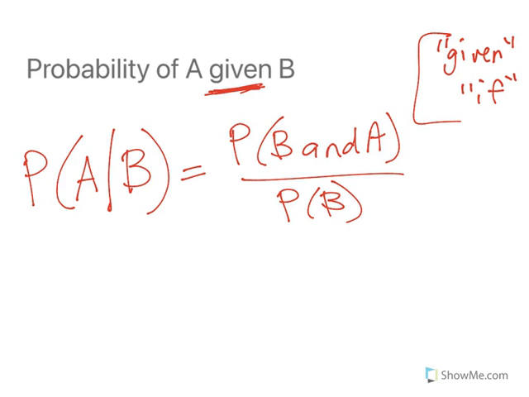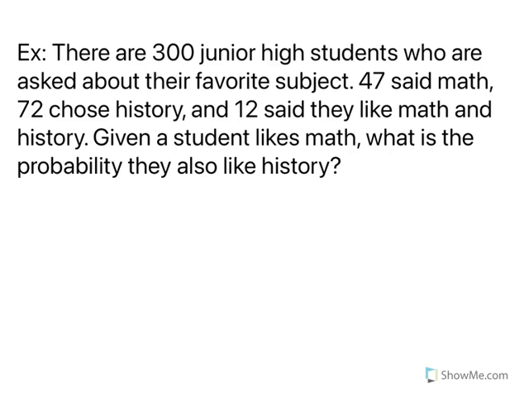All right, so this is what we're going to do. Let's do some examples. There are 300 junior high students who are asked about their favorite subject. 47 said math, 72 chose history, and 12 said they like math and history. Given a student likes math, what is the probability they also like history?